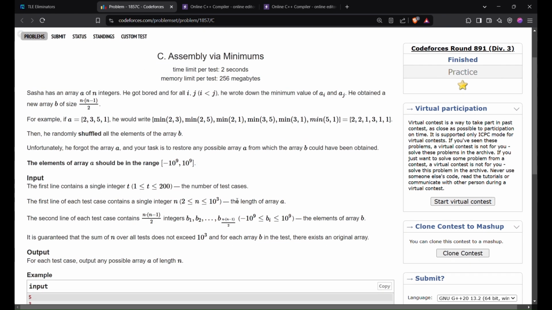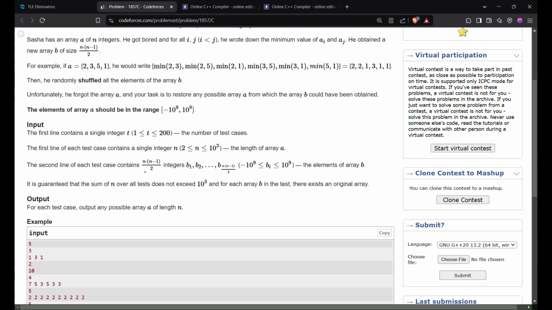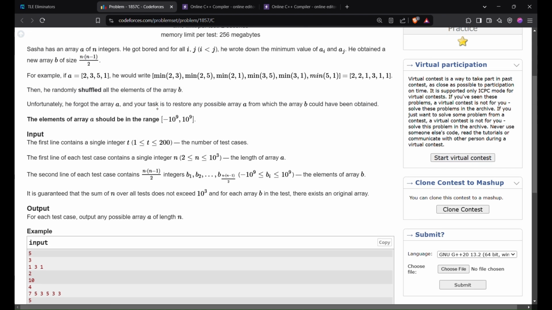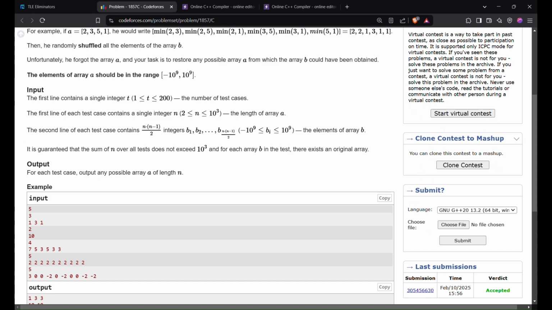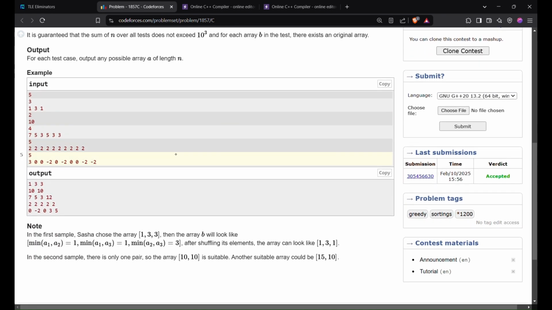Okay, makes sense. So the first line of each test case will give n, and in the second line they will give n times (n minus 1) divided by 2 integers. That's pretty standard input format. And we have to output a possible array A from which we could have obtained array B. Okay, so let us take a look at this sample test case.